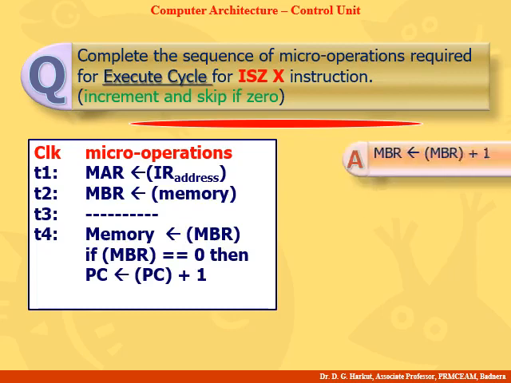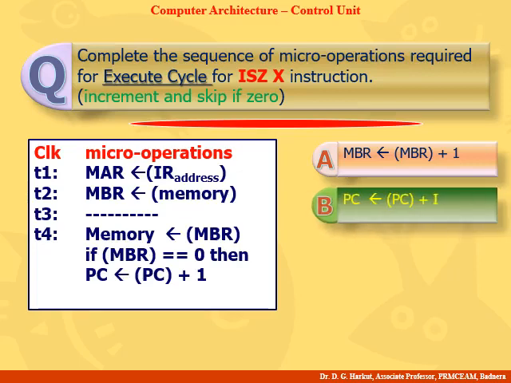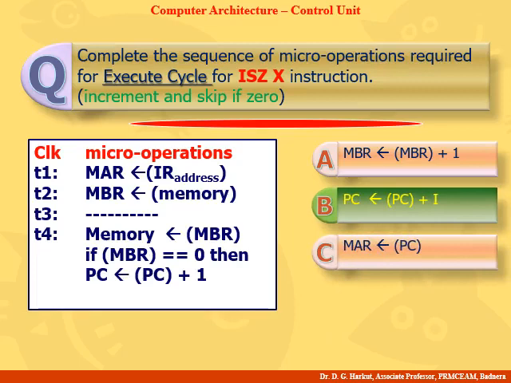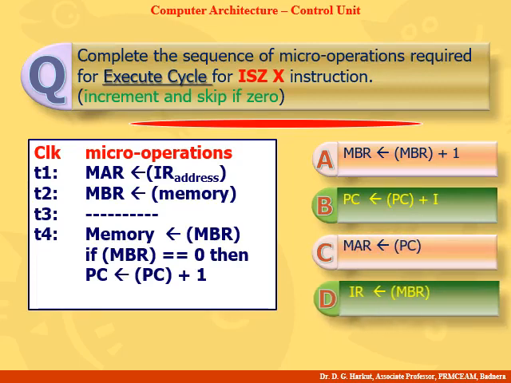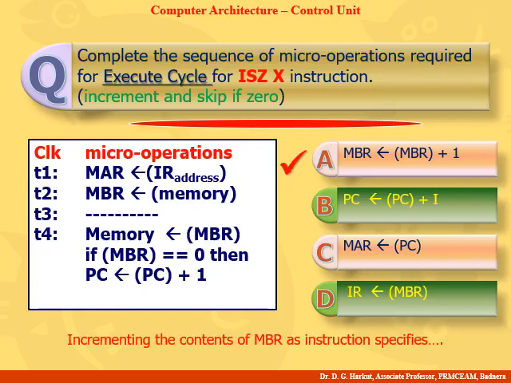Options are: MBR plus 1 is moved to MBR, that is value of MBR is updated. PC is updated by PC plus 1. Content of PC is flushed to MAR. Content of MBR is flushed to IR. The right answer is MBR plus 1 is moved to MBR, as you need to increment and then skip if the value is 0. Increment the content of MBR as instruction specifies.